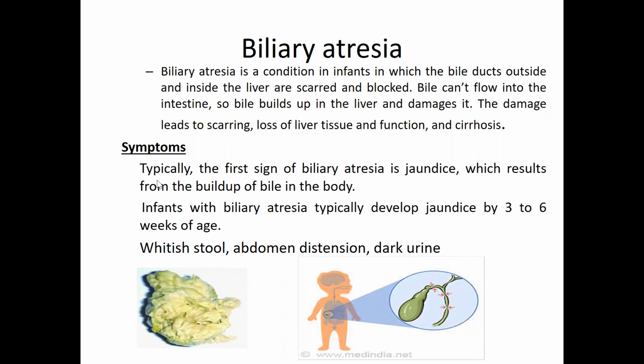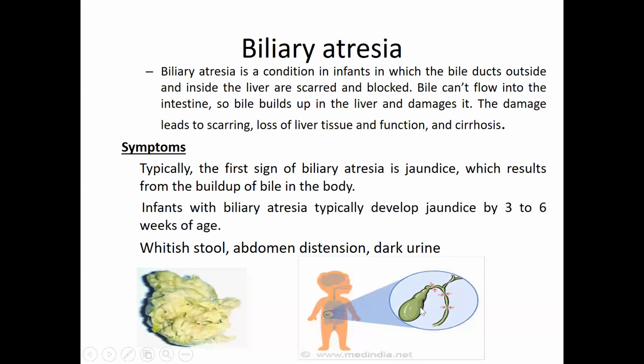So what are the symptoms of biliary atresia? Okay, key symptoms of biliary atresia. Typically, the first sign of biliary atresia is jaundice, which results from the buildup of bile in the body. The bile formed in the liver needs to be excreted continuously into the second part of the duodenum. So when there is atresia, when bile cannot flow, there is stasis of the bile, and the patient will develop jaundice.